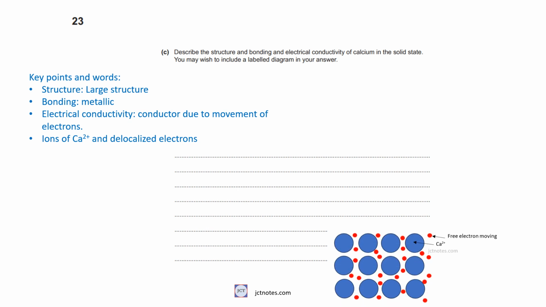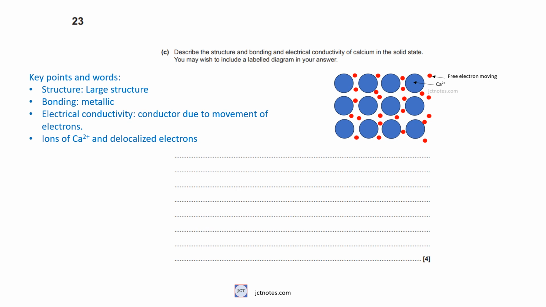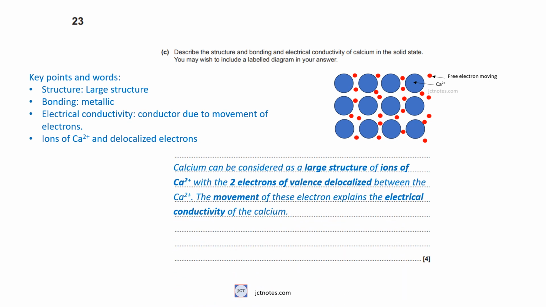A diagram will help. I would write something like: calcium can be considered as a large structure of ions of calcium 2+, with the 2 valence electrons delocalized between the calcium ions. The movement of these electrons explains the electrical conductivity of the calcium.